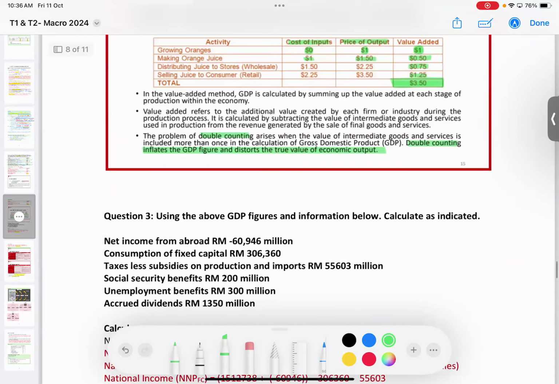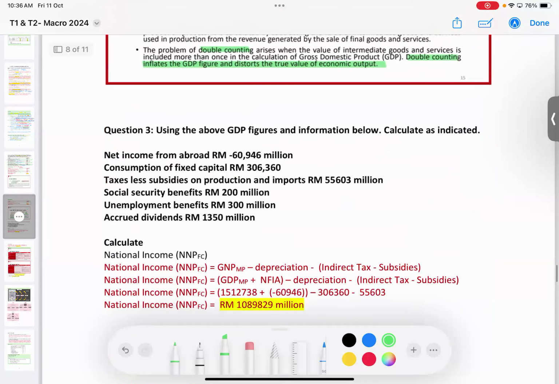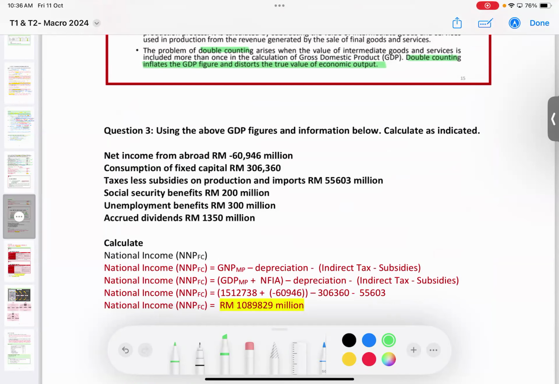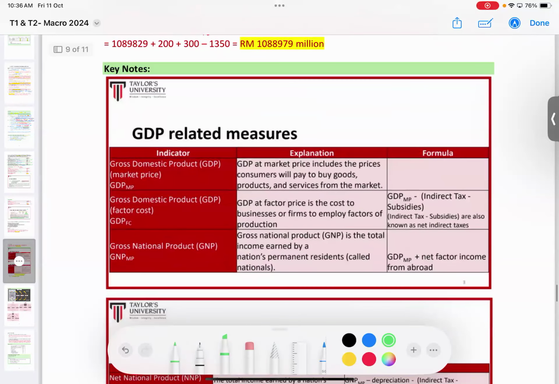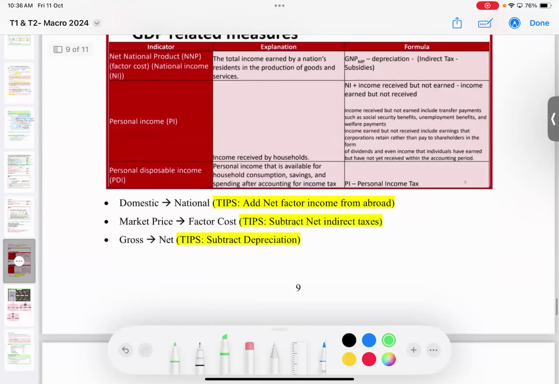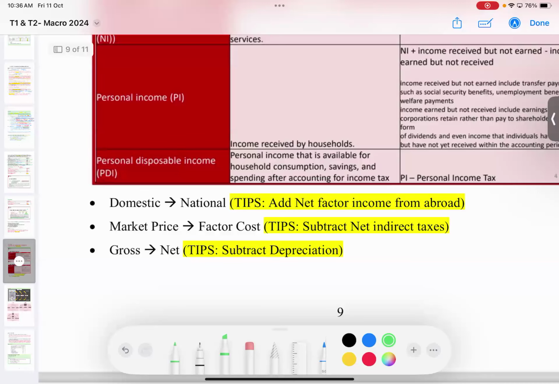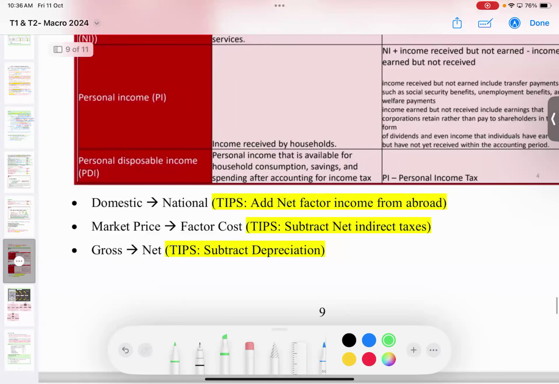Okay, now the next one, the complicated one. Now you are going to calculate the GDP figures also, with more of the components. Before we look into the questions and the formula, I want you to remember these three things. These are the main tips.